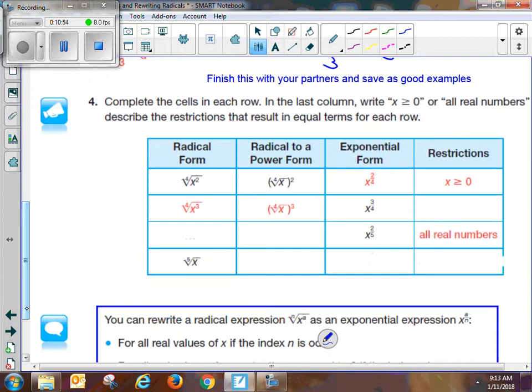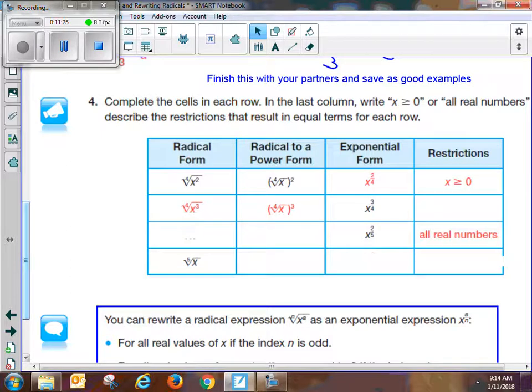So what I would like to do real quick is just fill this in without having to do any work. So the first 2 rows are done for you. And we'll come back and do the restrictions afterwards. I want to do the second 2 rows. So they gave me x to the 2/5, and they want me to rewrite x to the 2/5 in radical form. So I need to figure out where to put what? Perfect.